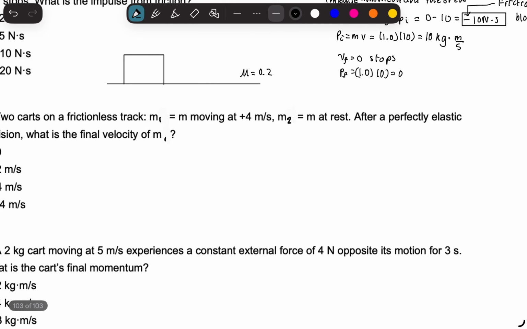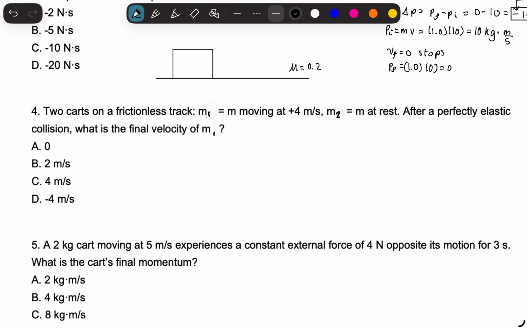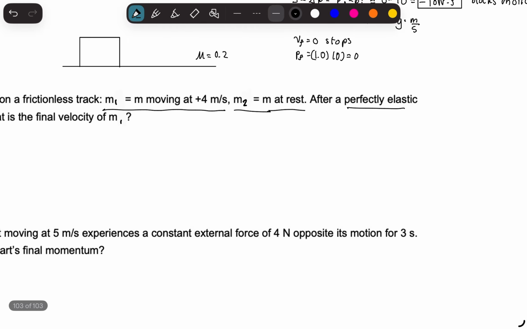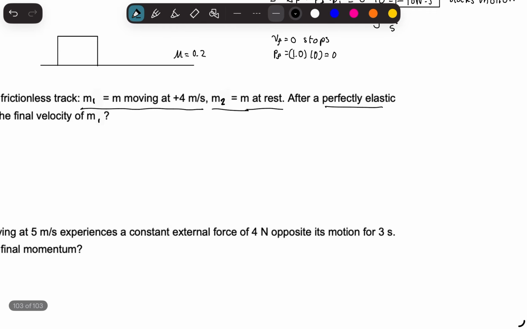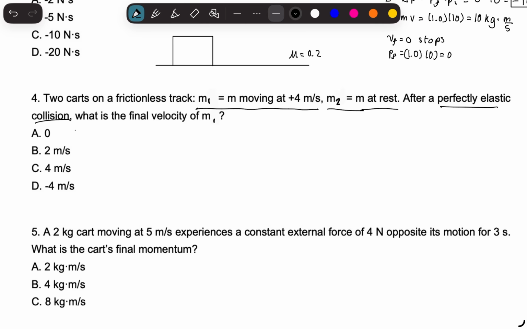So two carts on a frictionless track: m1 is equal to m and has an initial velocity of 4 meters per second, and m2 is equal to m and is at rest. After a perfectly elastic collision, what is the final velocity of m1? When you have a perfectly elastic collision between two masses that are equal to each other, they are going to exchange velocities.